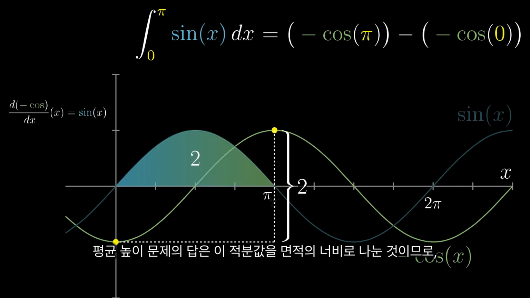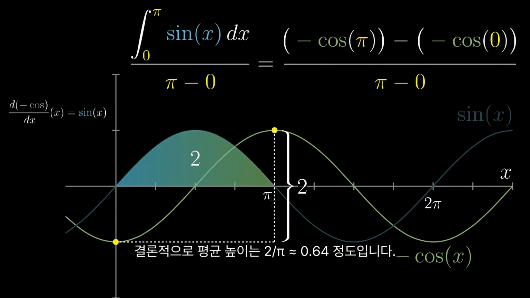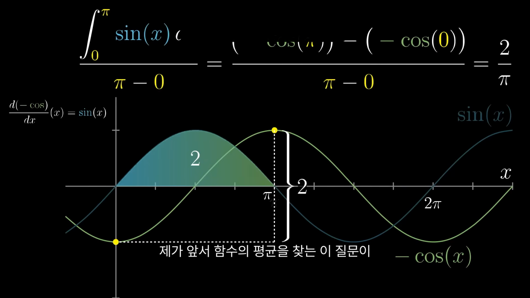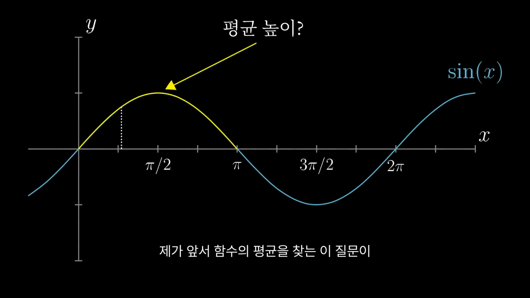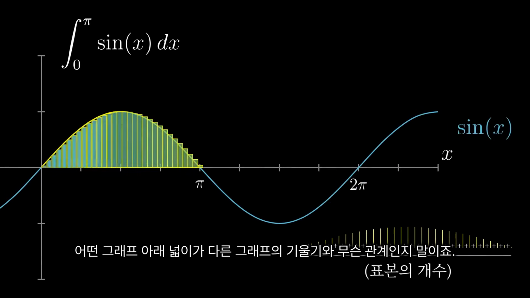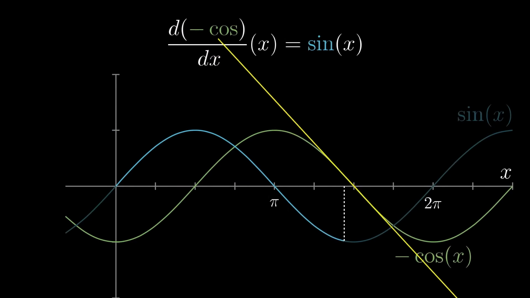So the answer to our average height problem, this integral divided by the width of the region, evidently turns out to be 2 divided by pi, which is around 0.64. I promised at the start that this question of finding the average of a function offers an alternate perspective on why integrals and derivatives are inverses of each other, why the area under one graph has anything to do with the slope of another graph.